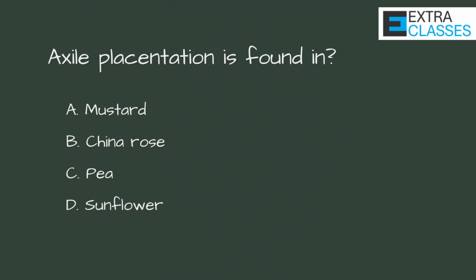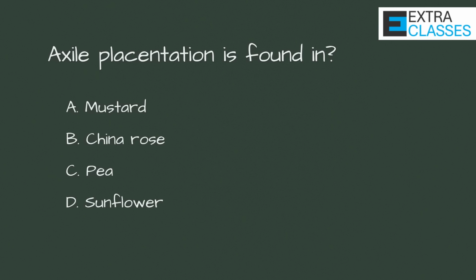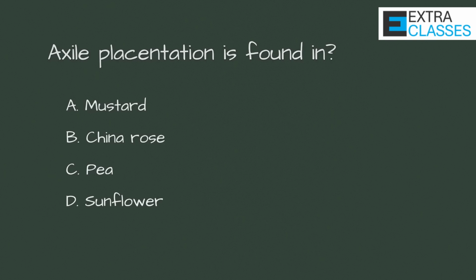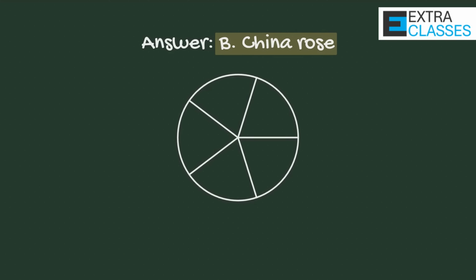Another question is, axile placentation is found in: A. Mustard, B. China rose, C. Pea, D. Sunflower. The answer is B, China rose. Conceptually, ovules are attached to the central axis. This is a common NEET memory-based question.